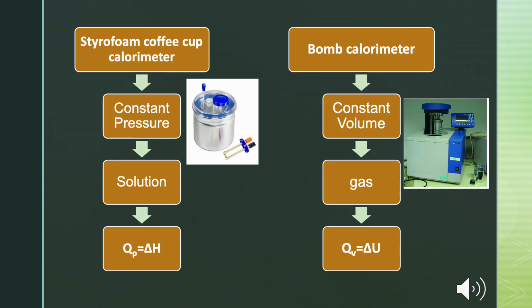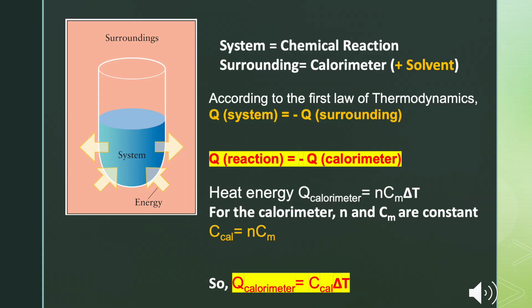Here is a comparison between the coffee cup calorimeter and the bomb calorimeter. Look at the differences. Core principle: the system, or chemical reaction, loses heat and the surroundings, which means the calorimeter, gains it. That is the first law of thermodynamics, conservation. So, Q reaction equals negative Q calorimeter, which is equal to negative C, the heat capacity of the calorimeter, times delta T. The heat capacity of the calorimeter, also called the calorimeter constant, is fixed, like the effective heat capacity of cup plus water. Calibrate first, then measure.